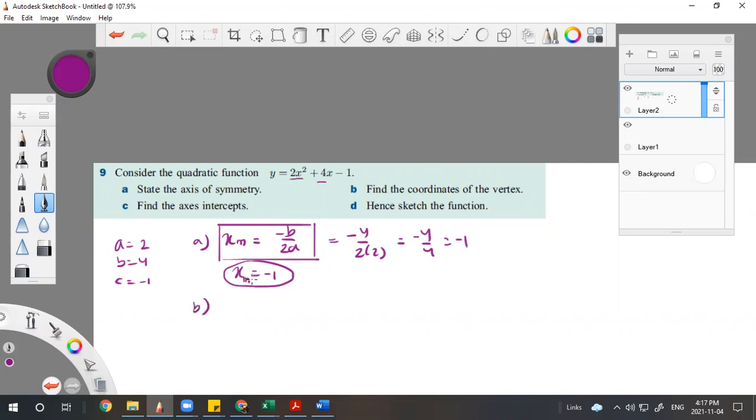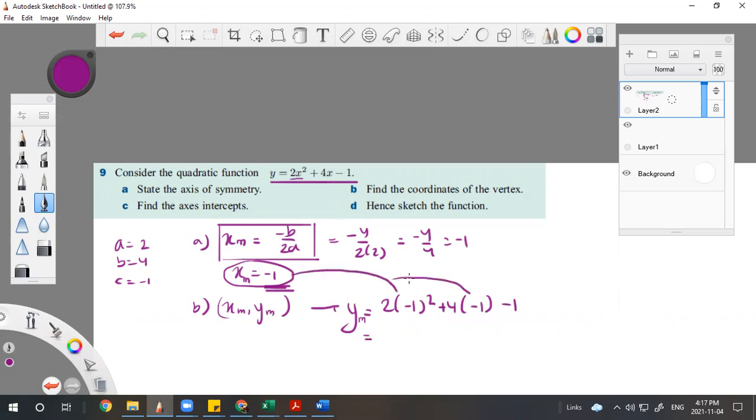So the coordinates of the vertex will be xm, ym, right? It can be h, k, up to you, but in my opinion, you'd better use xm, ym. We already have the xm. Then what you need to do is substitute here. y equals 2 times negative 1 squared plus 4 times negative 1 minus 1, right? So you just put the negative 1 here, here, and that's it. So 2 times 1 minus 4 minus 1, right? 2 minus 4 minus 1 is equal to negative 3.